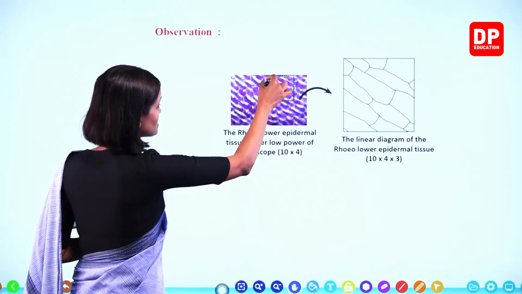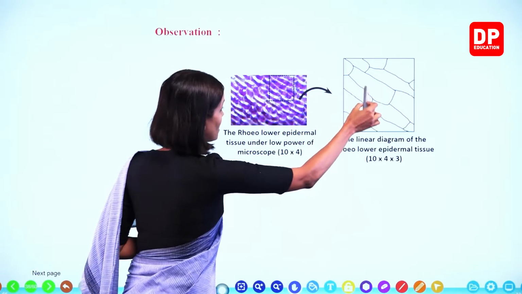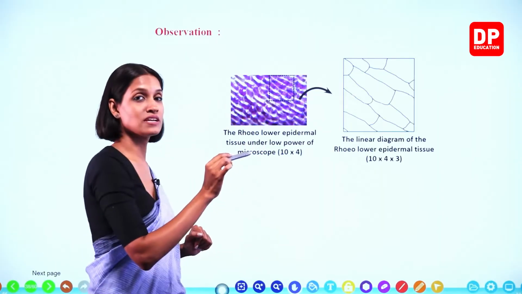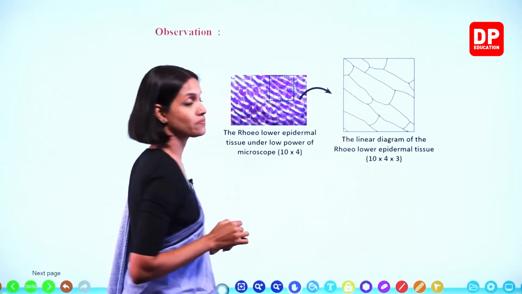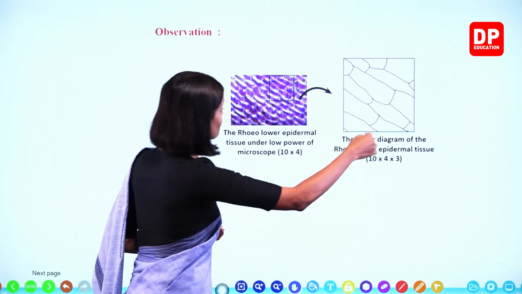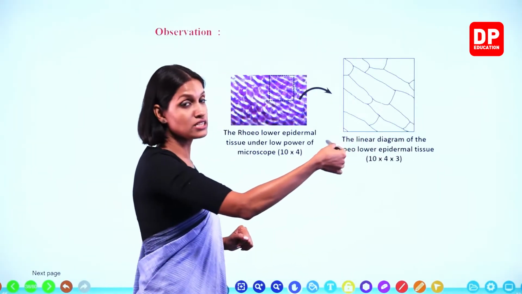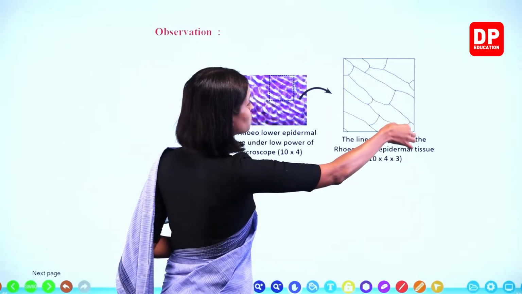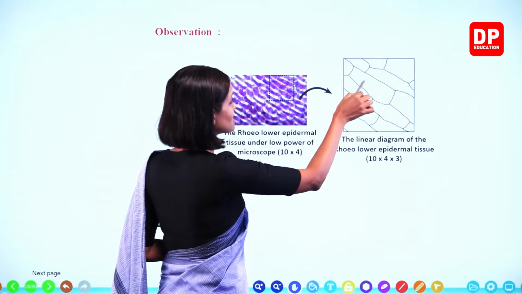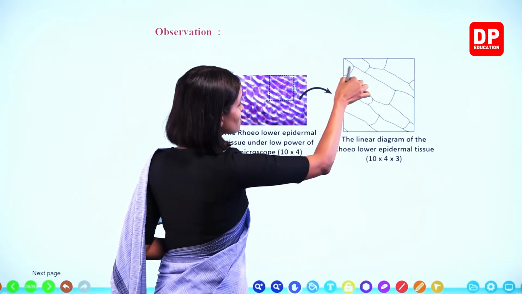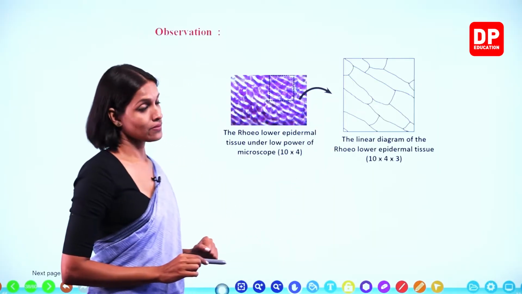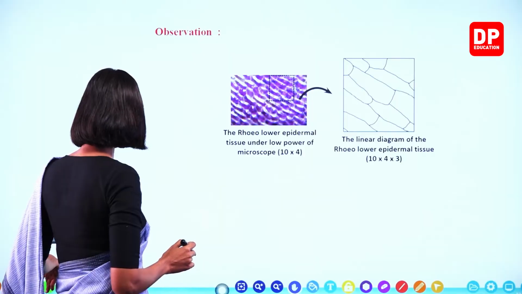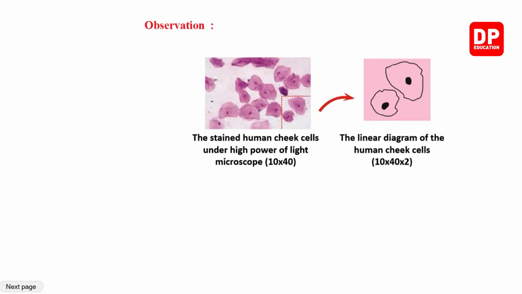Now consider this square. So when you consider this square, it is about 10 times larger than this. That is what is mentioned here, right? So visual magnification is about 3 times, okay? So the line diagram of the lower epidermal tissue. So when you see the cells, you observe the cells look like this. Okay, children? Right.